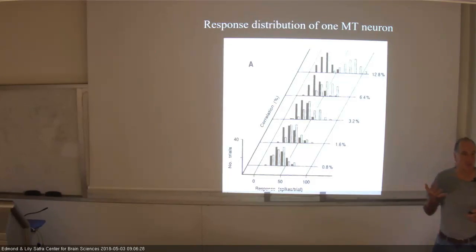Because there's some inherent noise in the response, you cannot tell if the motion was in the preferred direction or null direction, especially as you lower the coherence. As you lower the coherence, the overlap between the distribution of the preferred direction responses and the null direction responses increases. As you move to lower and lower coherence, the overlap gets to be complete.